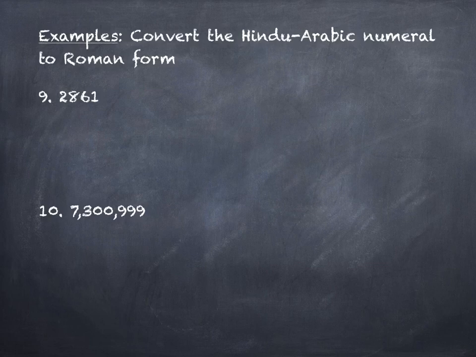2 M's, right? Because 1,000. So I can do 2 M's just fine without any bars. Okay, so that's my 2,000. How do I get 800? So we're doing one at a time. We're doing one number at a time. How do I get 800?